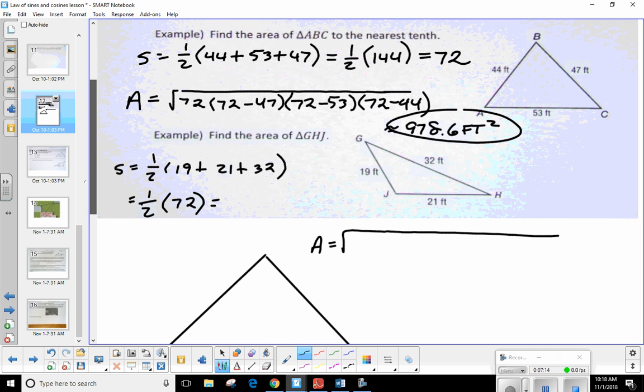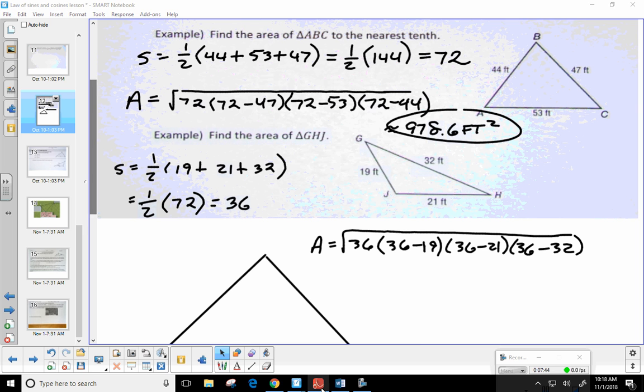All right. Now, you may not be done, and that's okay. But you'll notice I went ahead and started. I found the perimeter to be 72, so what is S? 36. So half that perimeter is going to be 36. And then now it's just a matter of substituting in. So we have the 36, and now we're going to multiply by the three differences. So 36 minus 19 times 36 minus 21 times 36 minus 32.